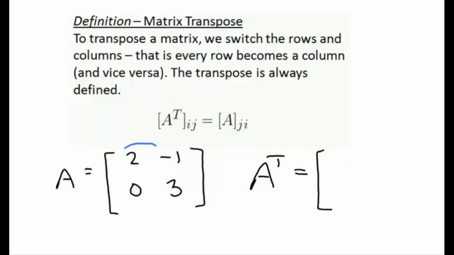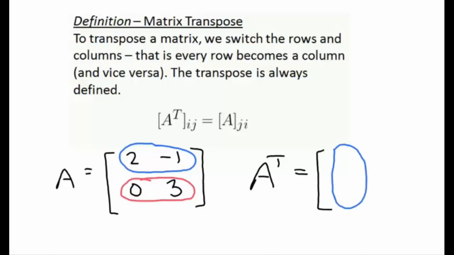Now what I'm going to do is circle each row of matrix A in a different color so that we can see where it goes in the matrix A transpose. Now this first row that we've circled in blue becomes our first column of matrix A transpose. So the numbers 2 and -1 now become column 1 of A transpose. And our second row, which is 0, 3, becomes our second column of A transpose.